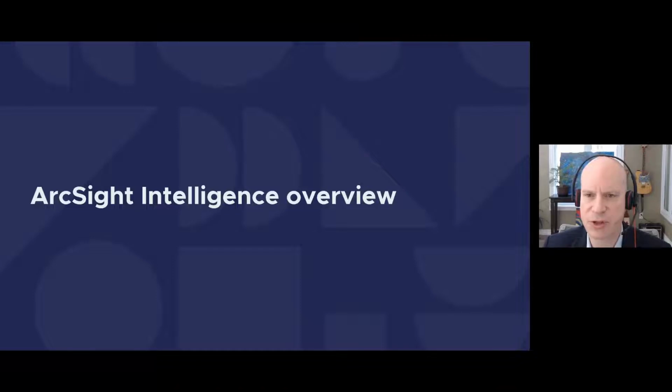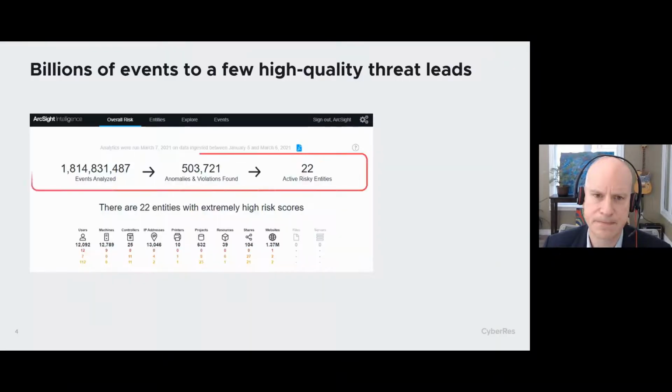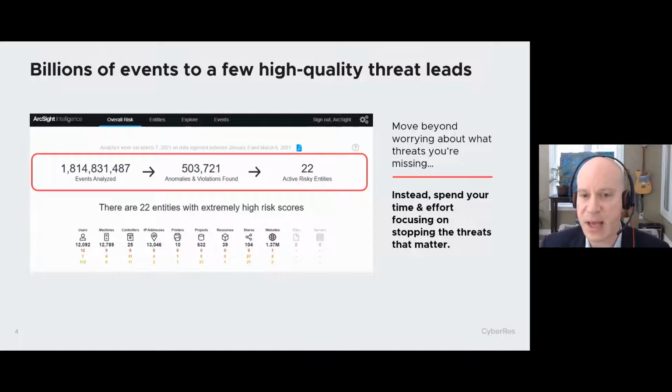Let's take a few minutes now to introduce ArcSight Intelligence and how it uses unsupervised machine learning to provide vital insight into insider threats. ArcSight Intelligence allows you to distill billions of log events into thousands of instances of unusual behavior, or anomalies, and surface the riskiest actors in your organization, be they users, machines, servers, domains, websites, or other entities. In other words, Intelligence provides a handful of high-quality threat leads from which you can begin your investigations. This allows you to move beyond worrying about what you might be missing and instead focus on the threats that matter most.